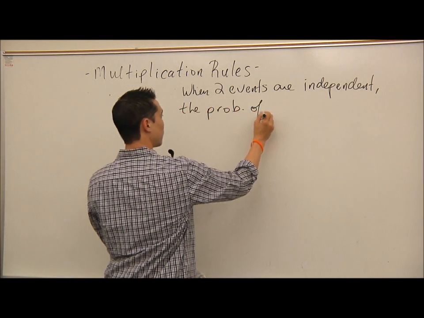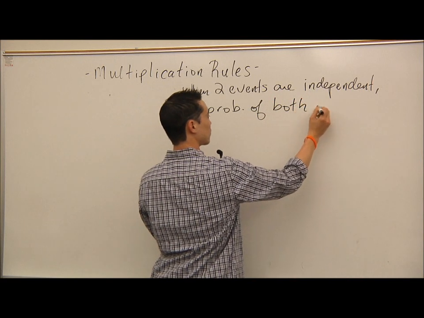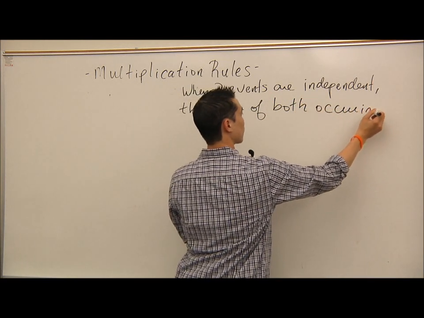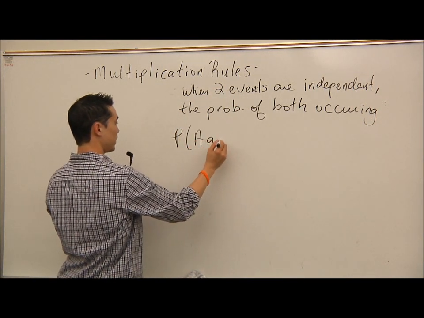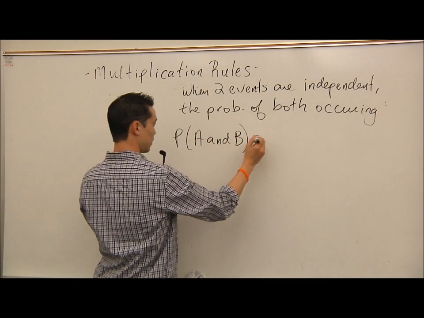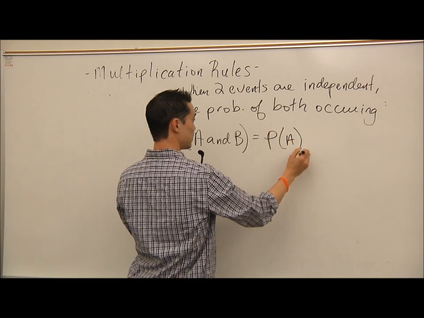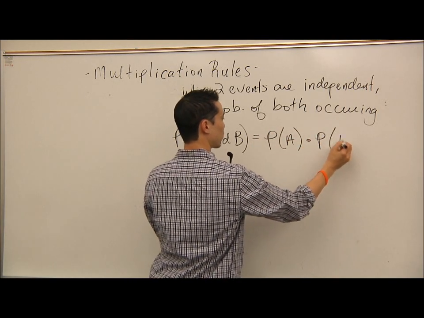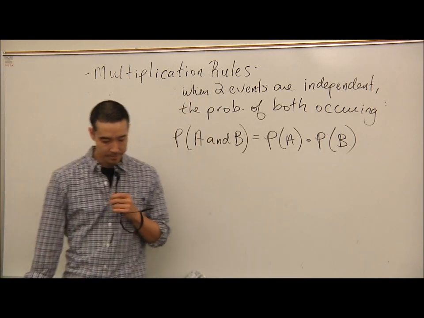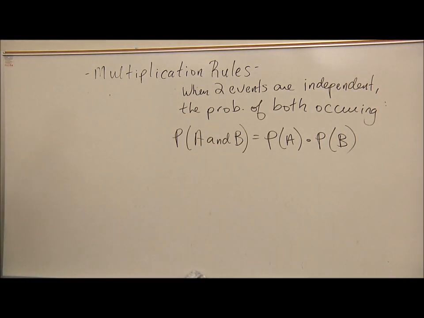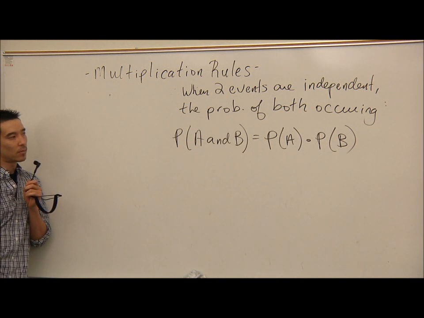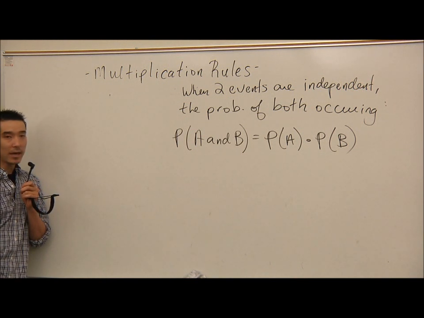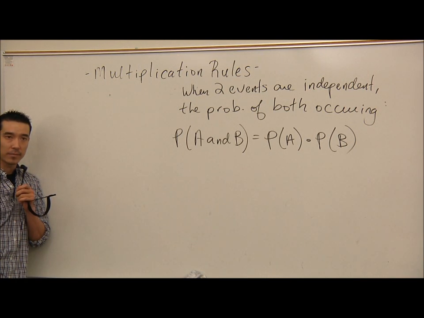The probability of both occurring, we'll write that probability of A and B, is equal to the probability that A happens times the probability that B happens. Multiplication rule number 1. When two events are independent, the probability of both occurring, probability of A and B, is equal to the probability of A times the probability of B. That is our rule for independent events.